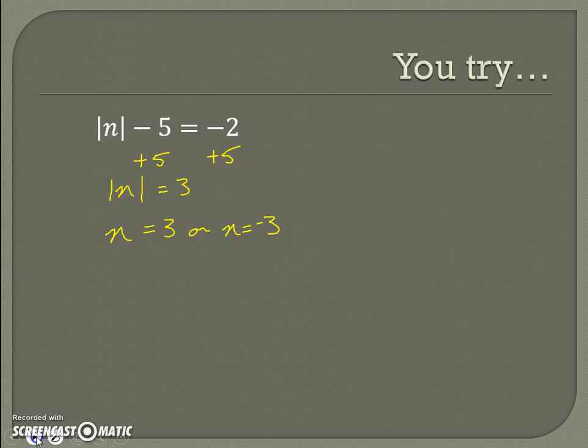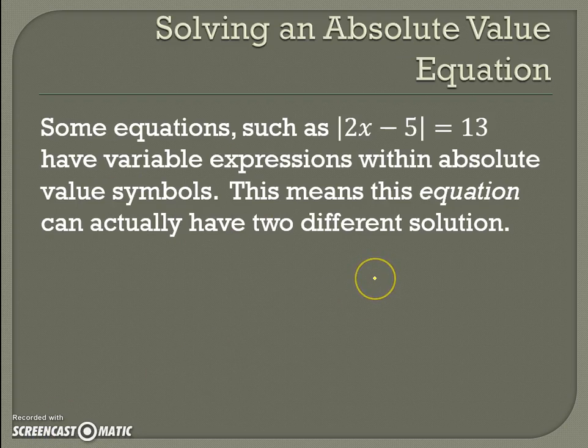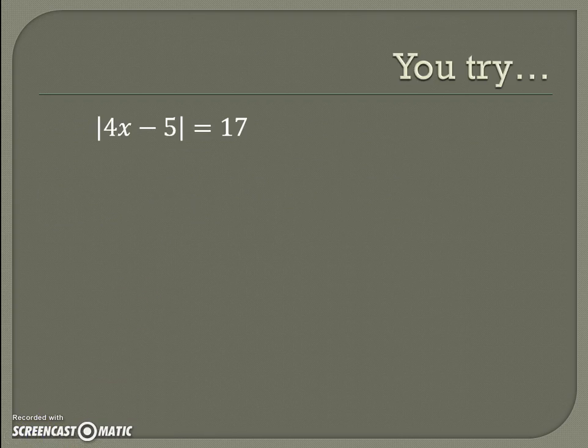Let's keep going here. All right, so some equations, such as the absolute value of 2x minus 5 equals 13, have variable expressions within absolute value symbols. This means the equation can actually have two different solutions. That should be plural. So how on earth is this going to work?